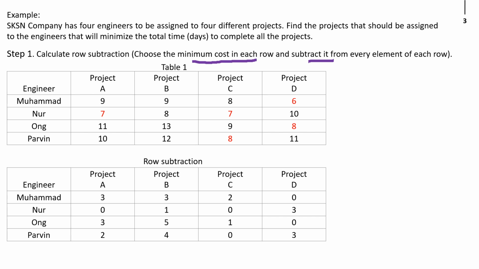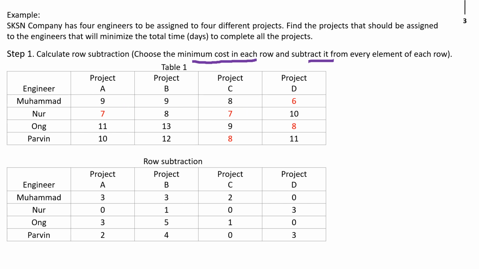Then we proceed with the second row, engineer Nur, where the lowest cost is 7. And the value of 7 will be subtracted from 8, 10, and 7 itself. So for engineer Nur, the row subtraction is 7 minus 7 is 0, 7 minus 8 is 1, 0, and 3.